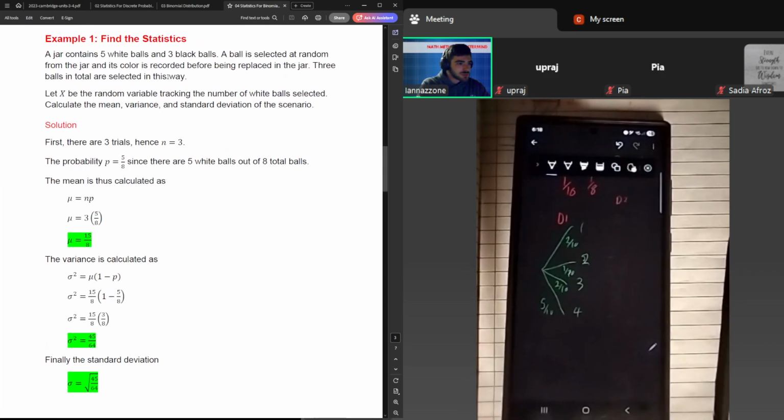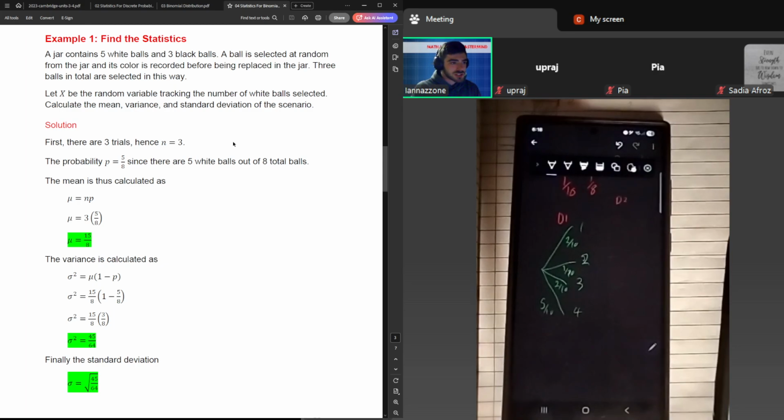And so in pretty much any binomial experiment, you can find every single statistic because they all just use n and p, which you need for any binomial anyway. So in this case, you've got a jar of 5 white, 3 black, and we're selecting 3 balls out of it. Normally we would calculate the probability of X number of black or X number of white, whatever. This time we're doing our statistics.